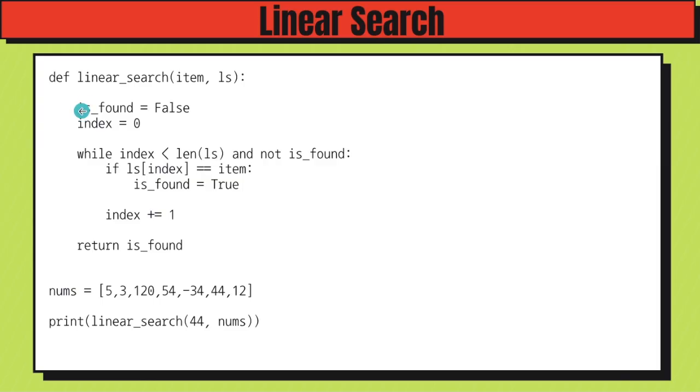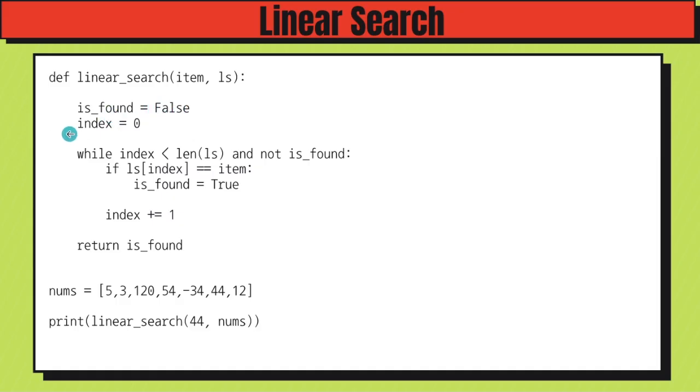In here, in the function, we have a Boolean value and we set it to false. And that's because initially we haven't found the item. This Boolean variable is called isFound, and if we find the item within the list, then this is going to be set to true. But initially we haven't found the item, and that's because we haven't started the search. So we set it to false.